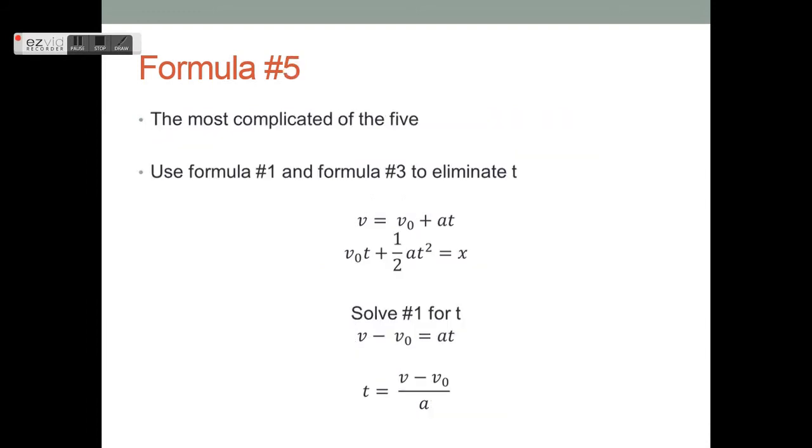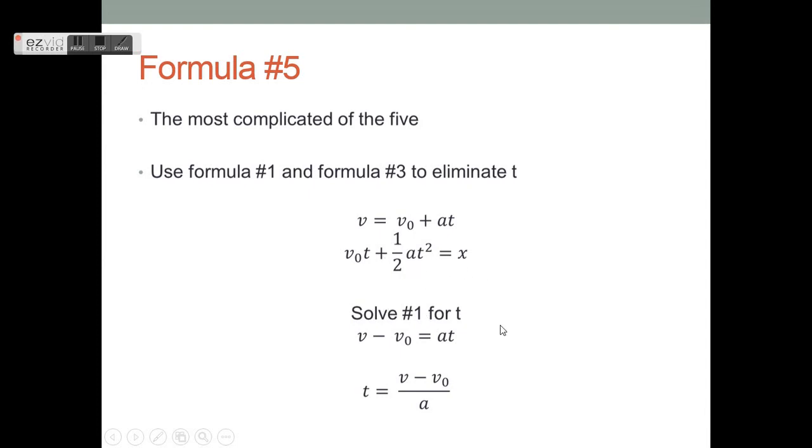The last one is the most complicated of the 5, and we're going to use the first formula and the third formula to hopefully eliminate time. One thing to point out about all of the previous formulas is that I need to know something about time in order to calculate the other variables. So we're going to use, I guess this is actually formula number 4, v0 t plus 1/2 at squared equals x, and get rid of time.